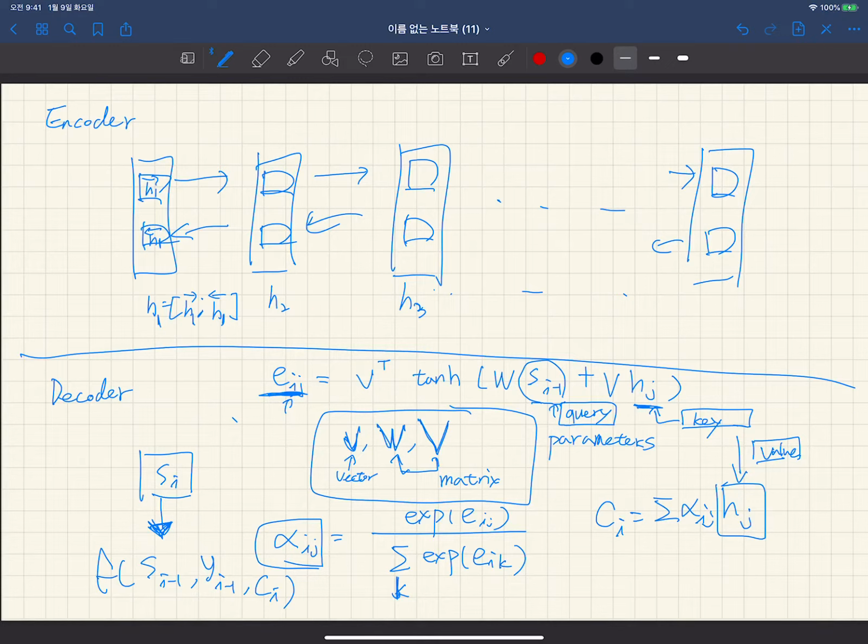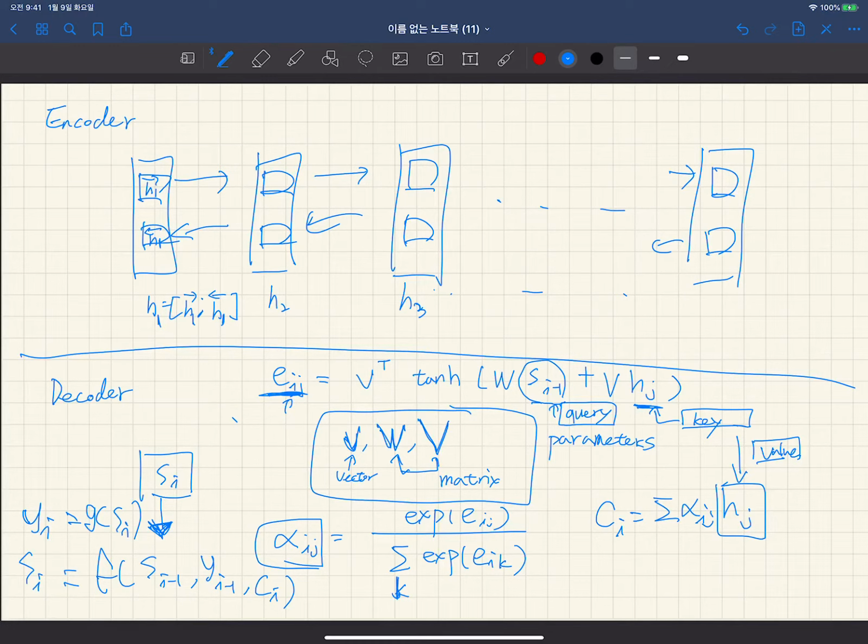And Si is also updated, and the output yi is also calculated from this Si. So this is a very simple attention mechanism.